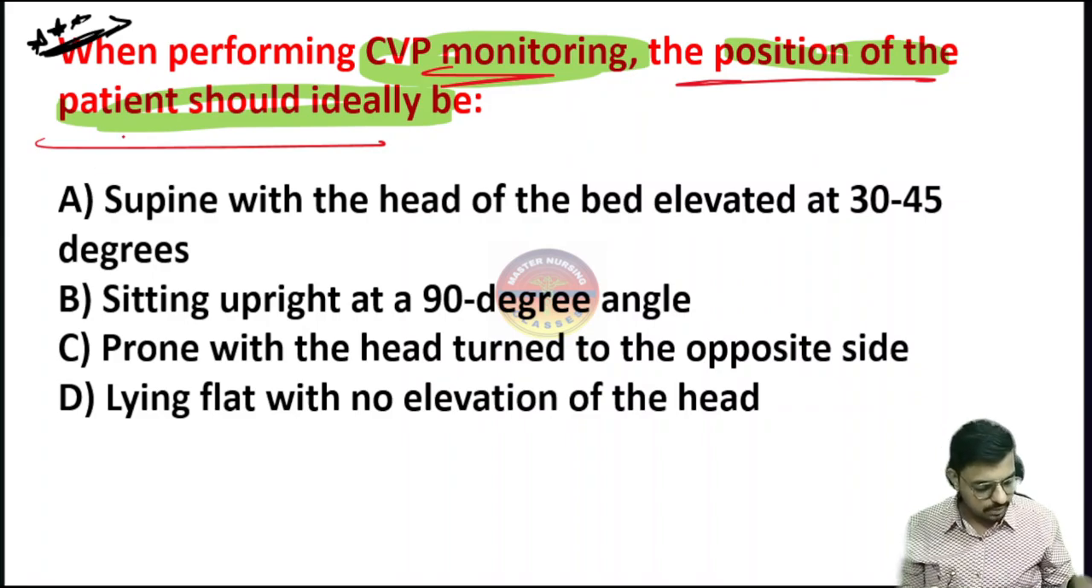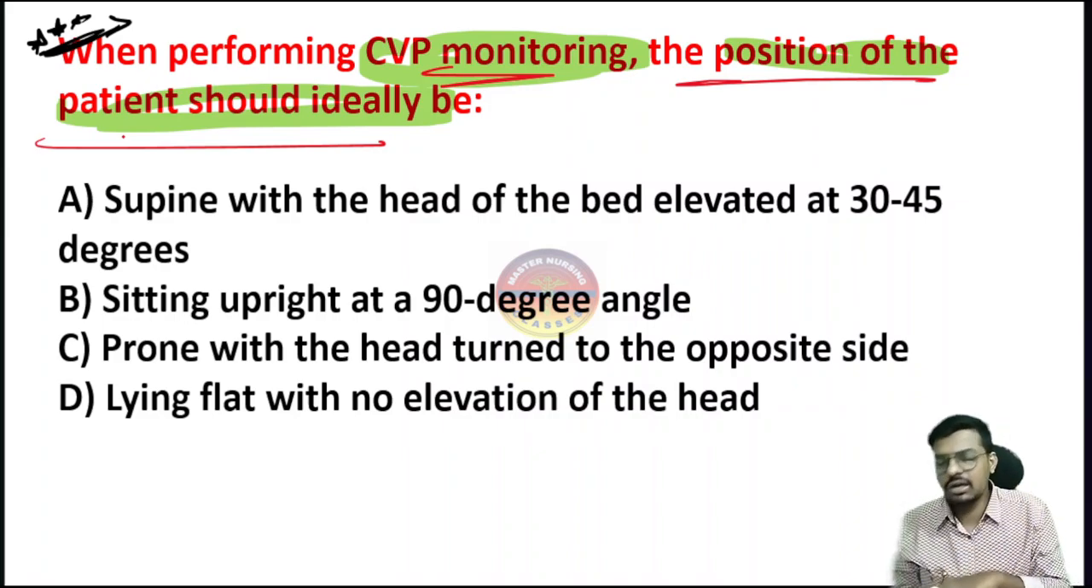Yes, the question is very simple. You are taking care of a patient who has a central line catheter. Now you want to monitor the pressure from the central catheter. Most importantly, which position do you have to give to the patient during the monitoring of the central venous pressure? So your answer is, option D, lying flat with no elevation of the head.